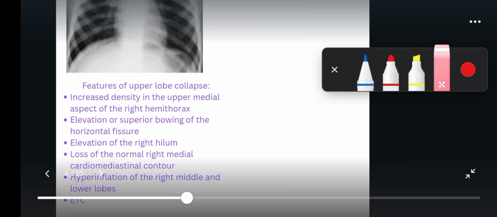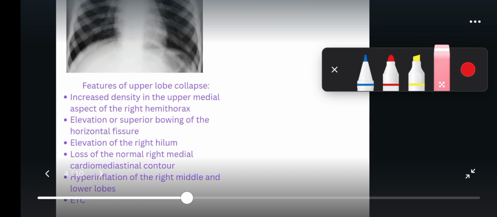Features of upper lobe collapse. These are features you may see in upper lobe collapse. There is increased density in the upper medial aspect of the right hemithorax, where the upper lobe is located. Then there is elevation or superior bowing of the horizontal fissure. The horizontal fissure will tend to shift up. Then elevation of the right hilum, it will tend to be pulled up.